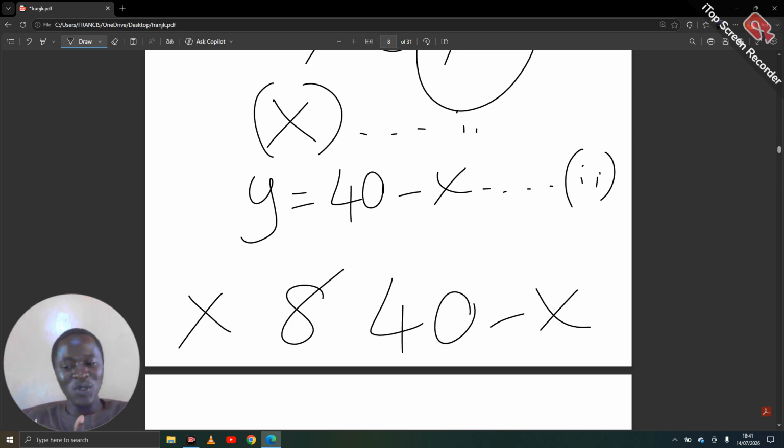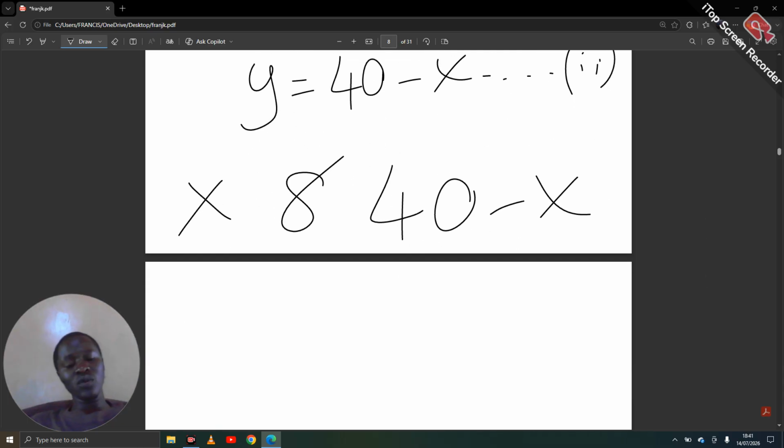He wants us to write down an expression in terms of x, which is now 40 minus x and not y. So this is how this question is different from those other questions that you know about the sum of numbers. Okay, that part is done. Now continue reading the question.